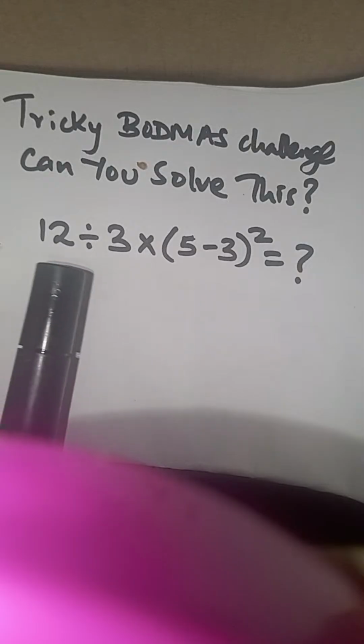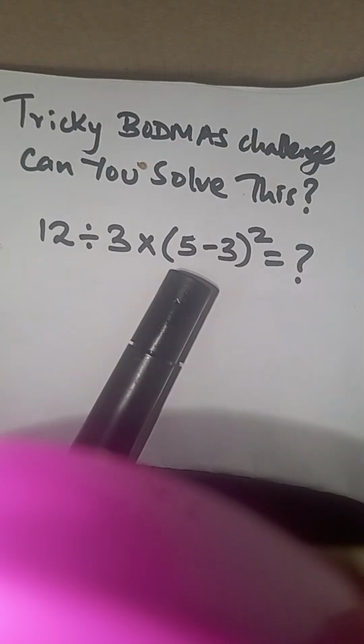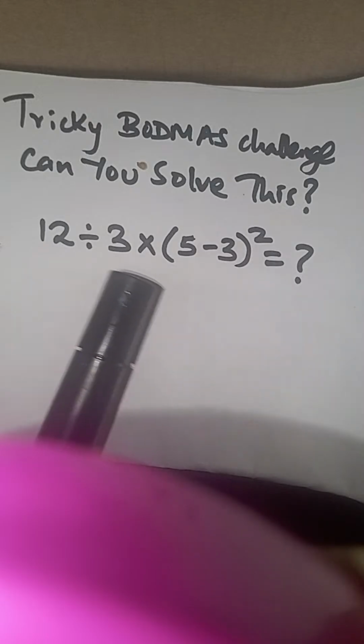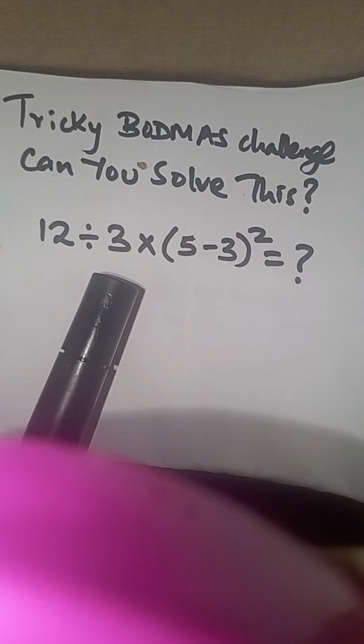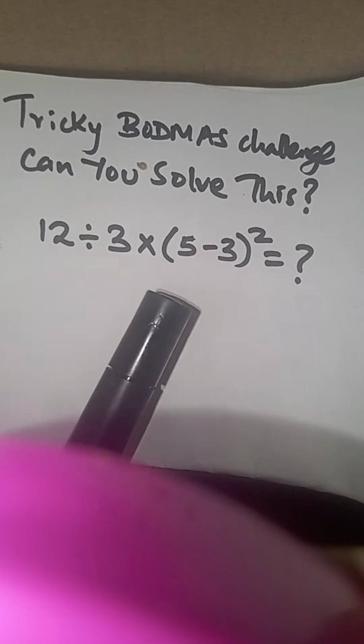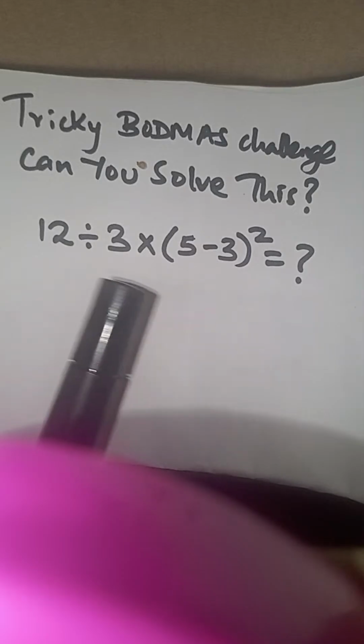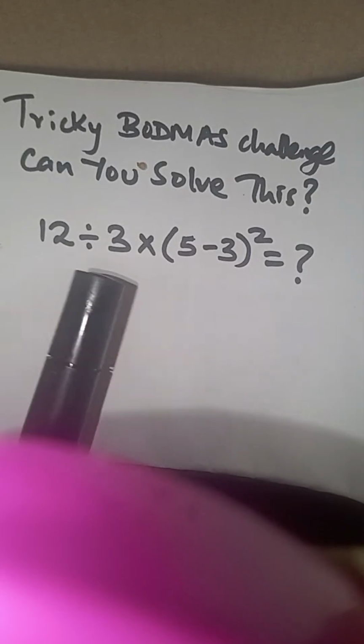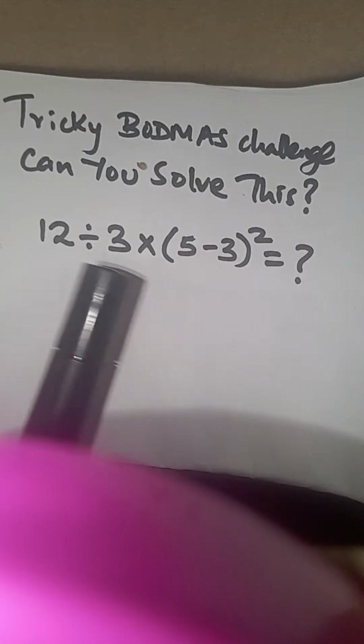You know that 12 divided by 3 in bracket 5 minus 3 squared has several approaches to tackling this equation.